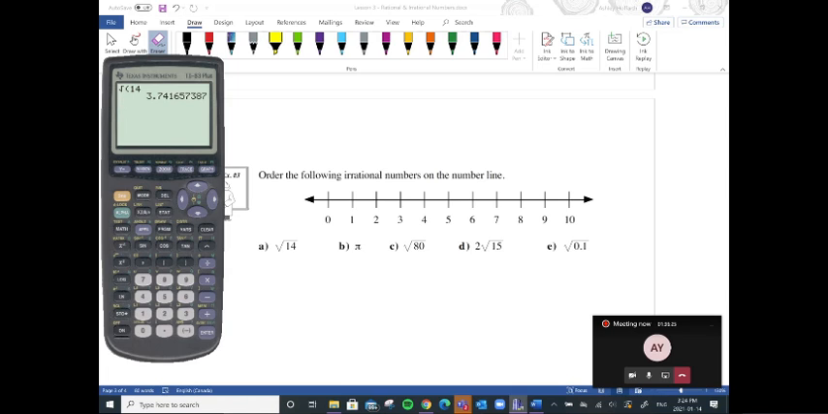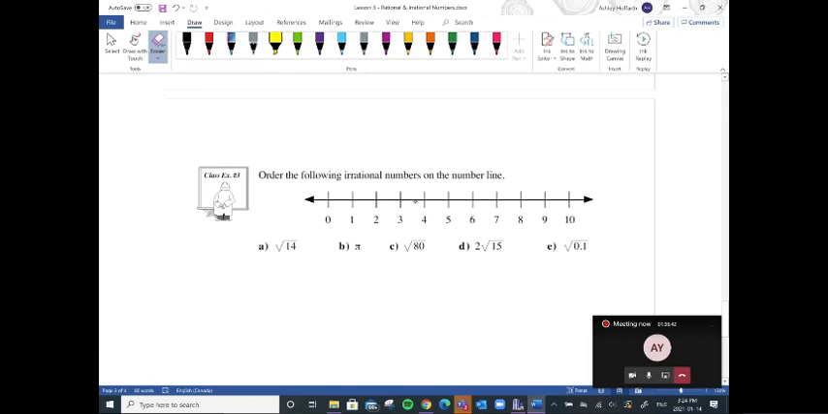3.741657387. So that is non-terminating. It has at least 9 decimal places right to the end of the screen. And there's no repetition in there. So that's non-repeating, non-terminating. And on our number line here, 3.7 would be about there. So there's root 14.